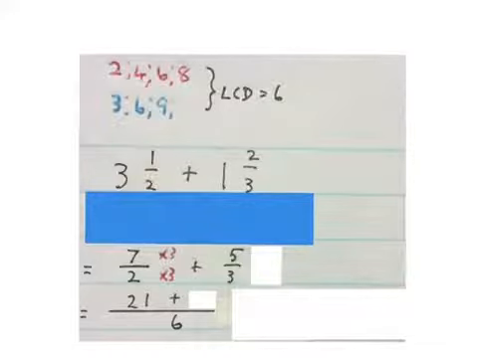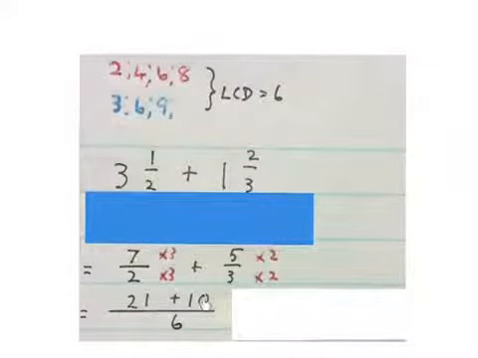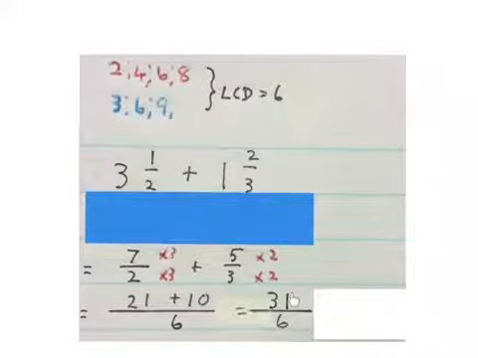Then I ask, with what do I times 3 here at the bottom to get this 6 at the bottom? Yes, you times it by 2. And what you times at the bottom, you times the same number at the top. So you take 5 times 2, and you get 10. So 7 halves is 21 sixths, plus 5/3 is 10 sixths. Then we add to see how many sixths we've got. That gives me 31 over 6, or 31 sixths.